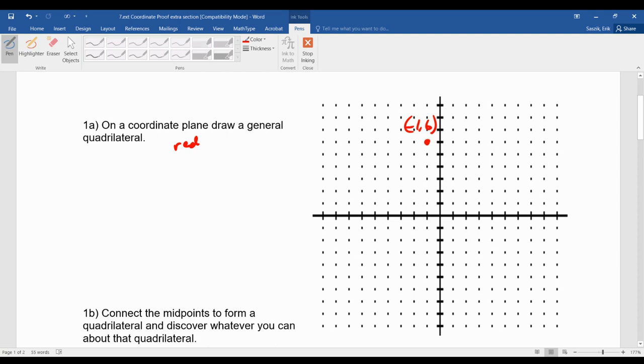And we'll go with -5, 1, 2, 3, 4, 5, -5, 0, 3, 4, and we have 5, -6. So we have a quadrilateral.